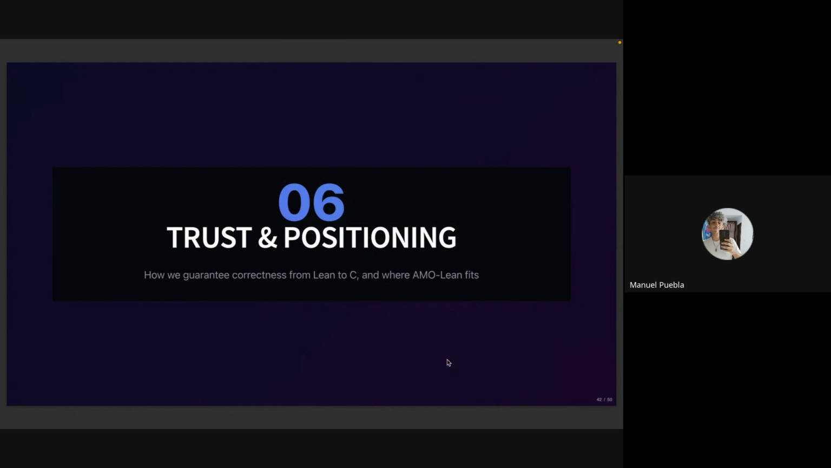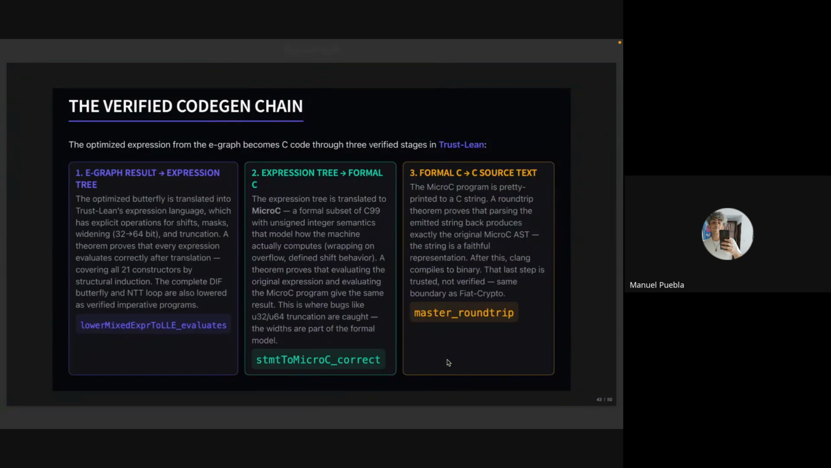So trust and positioning, how we guarantee correctness. All the work that has been done in this area came from your feedback at the Telegram channel. And it was a very, very fruitful exchange.